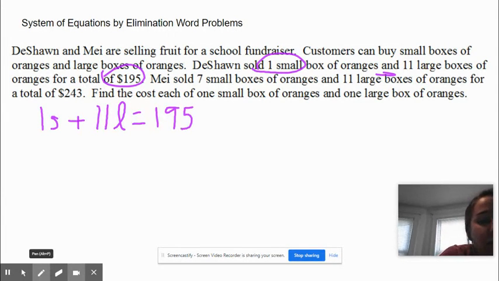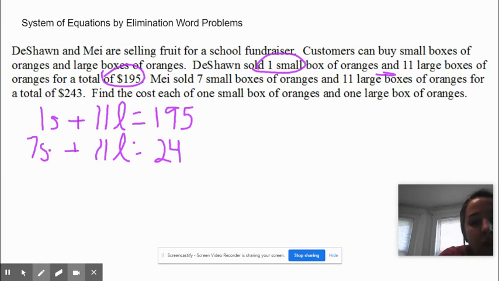Meg had 7 small and 11 large, equaling 243. So we can use a system.